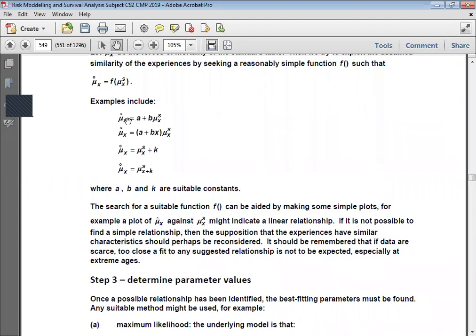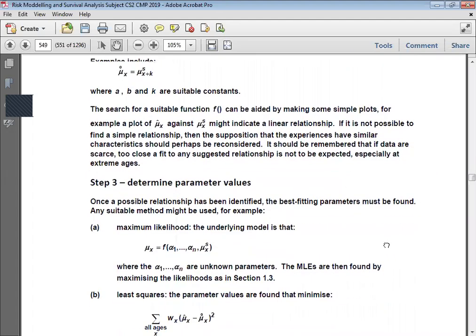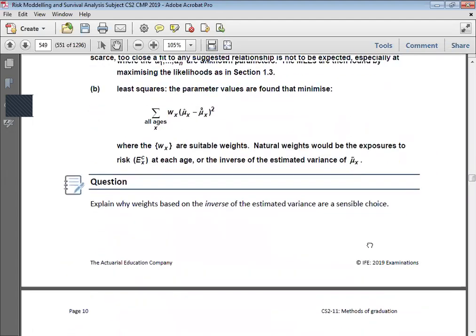And once we do that, so we have, let's say, observed some trends in the past and we know this, then all you need is x, right? So once you are given, let's say, age 70, you can look up the mu_x^S in the standard table and use the A and B that you have calculated to give you the graduated rate that you want to work with next. So step 3 is determining the parameter values.